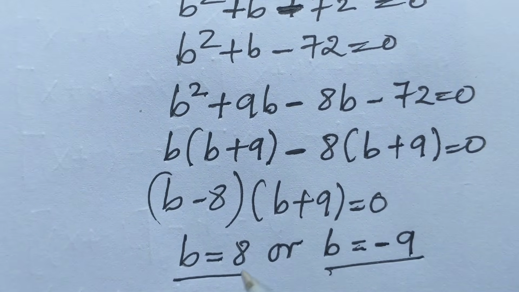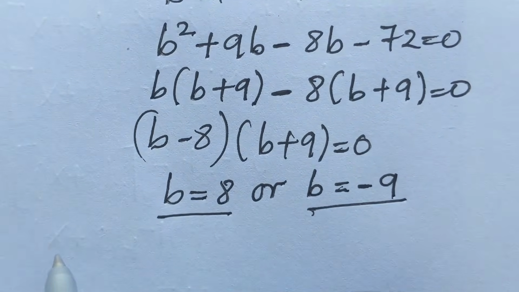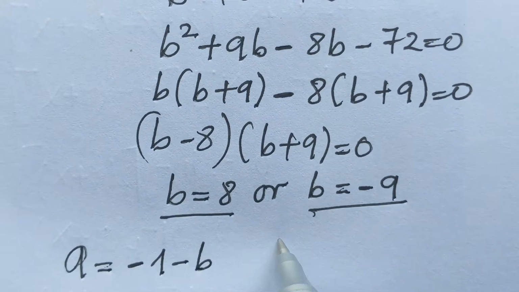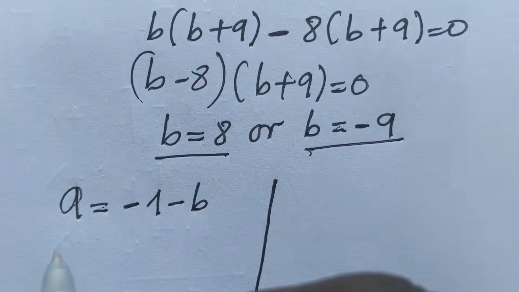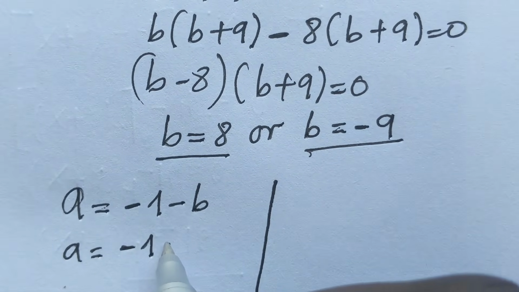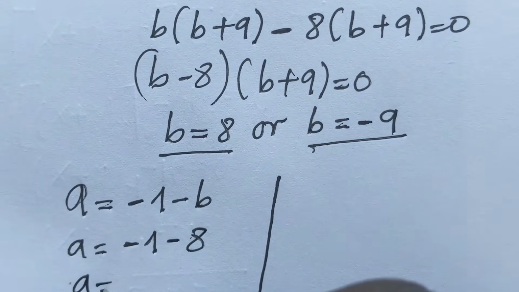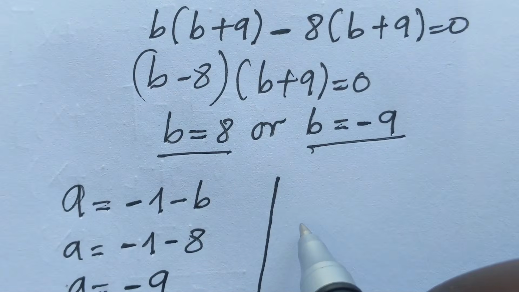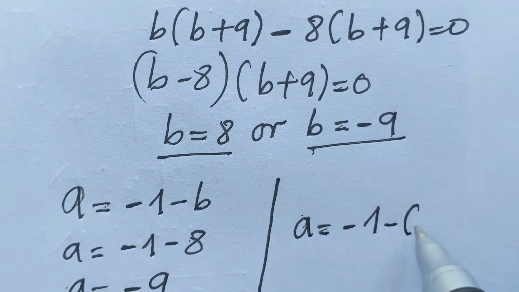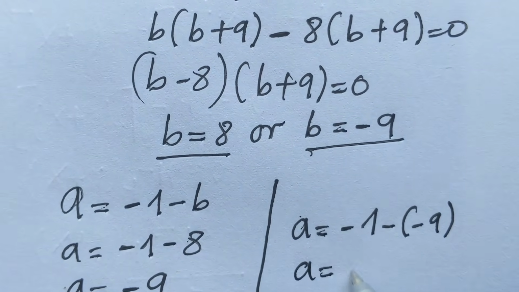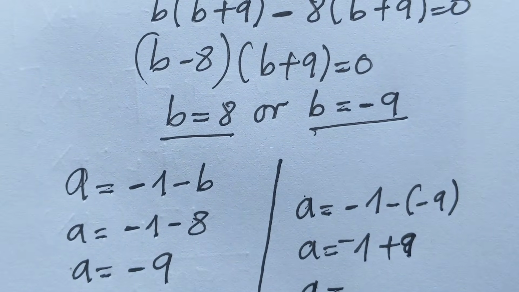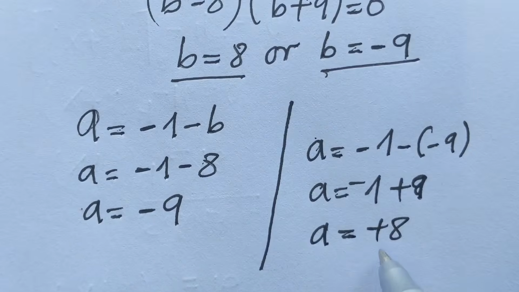And here we can find the value of a, where our a is equal to negative 1 minus b. So a will be negative 1 minus 8, where a is equal to negative 9. And of course here we have a equals negative 1 minus negative 9. A will be negative 1 plus 9, sorry. A will be positive 8.